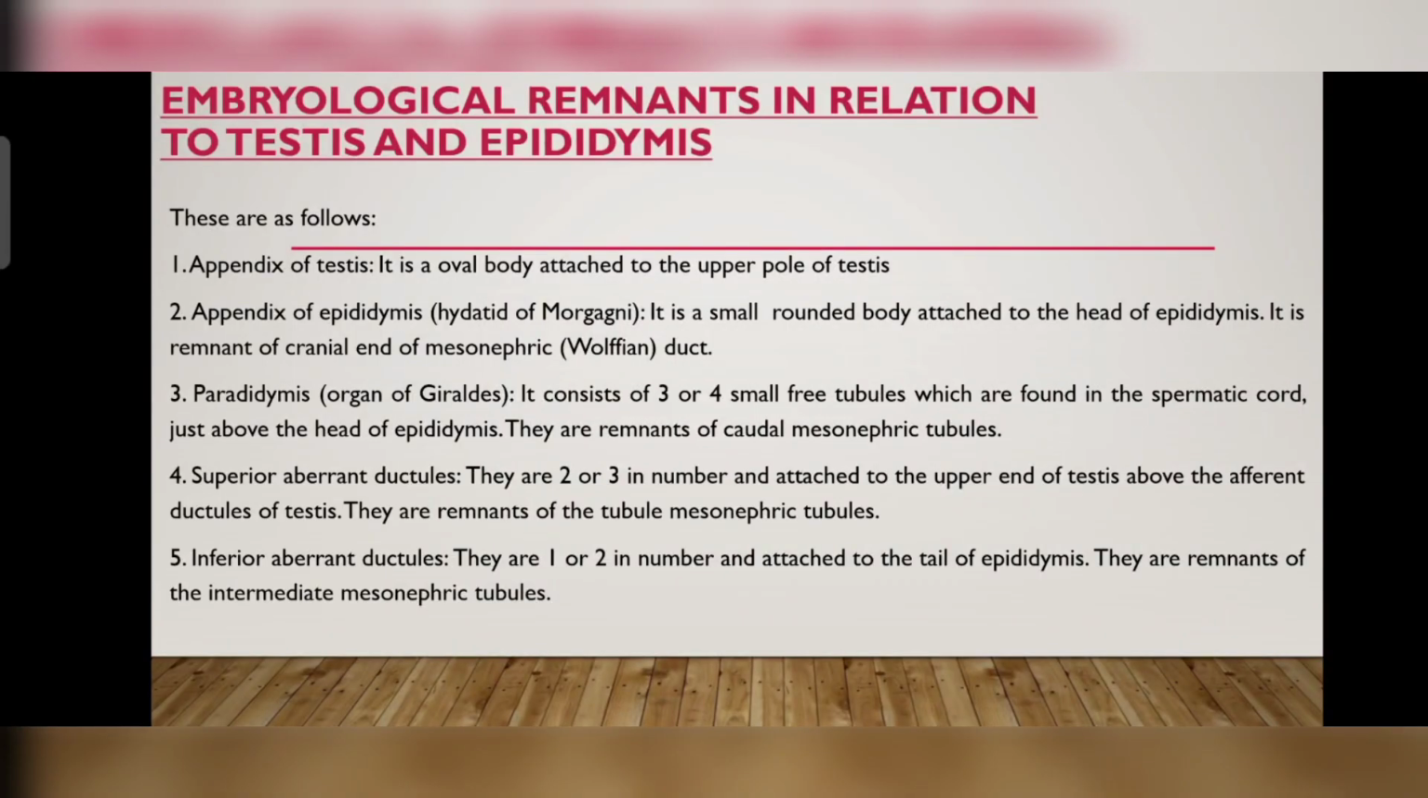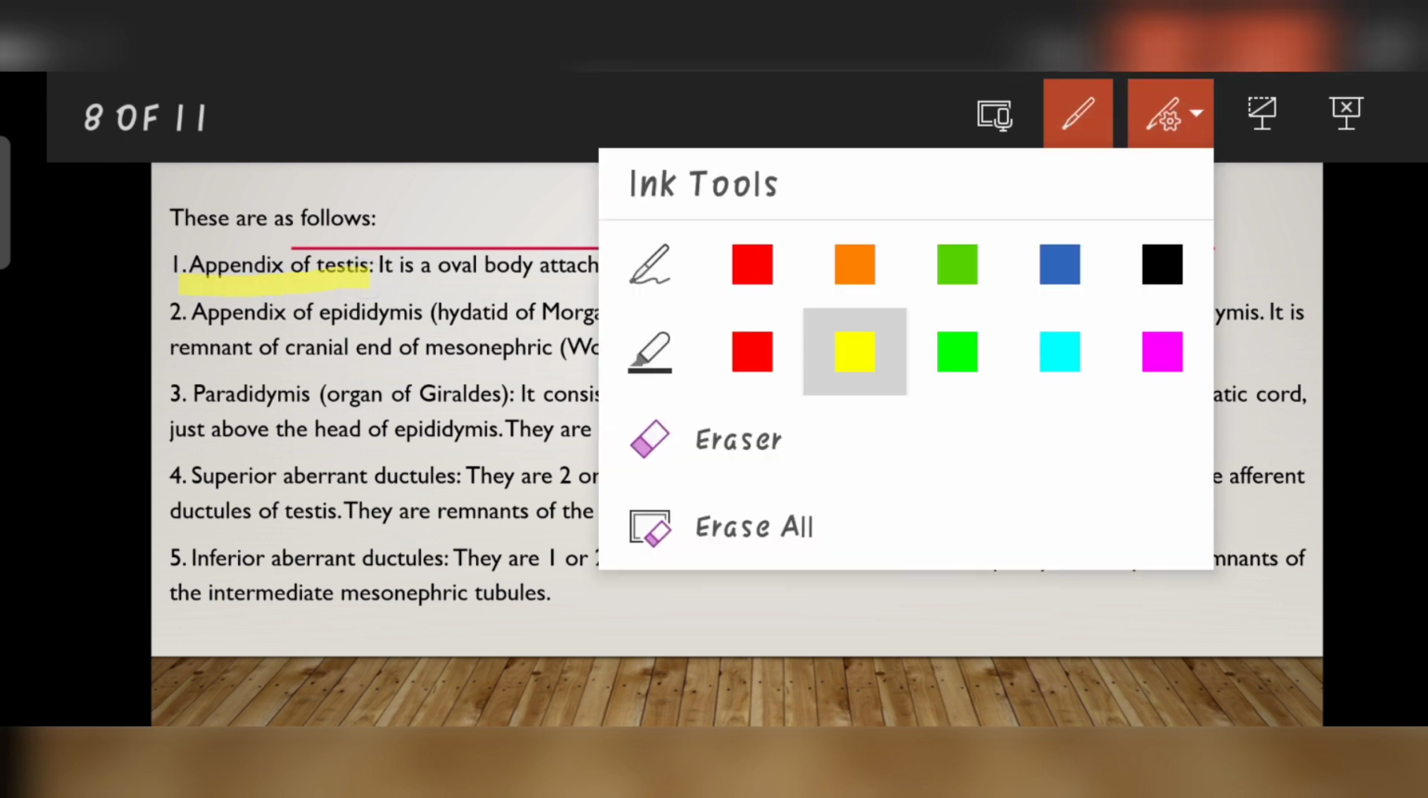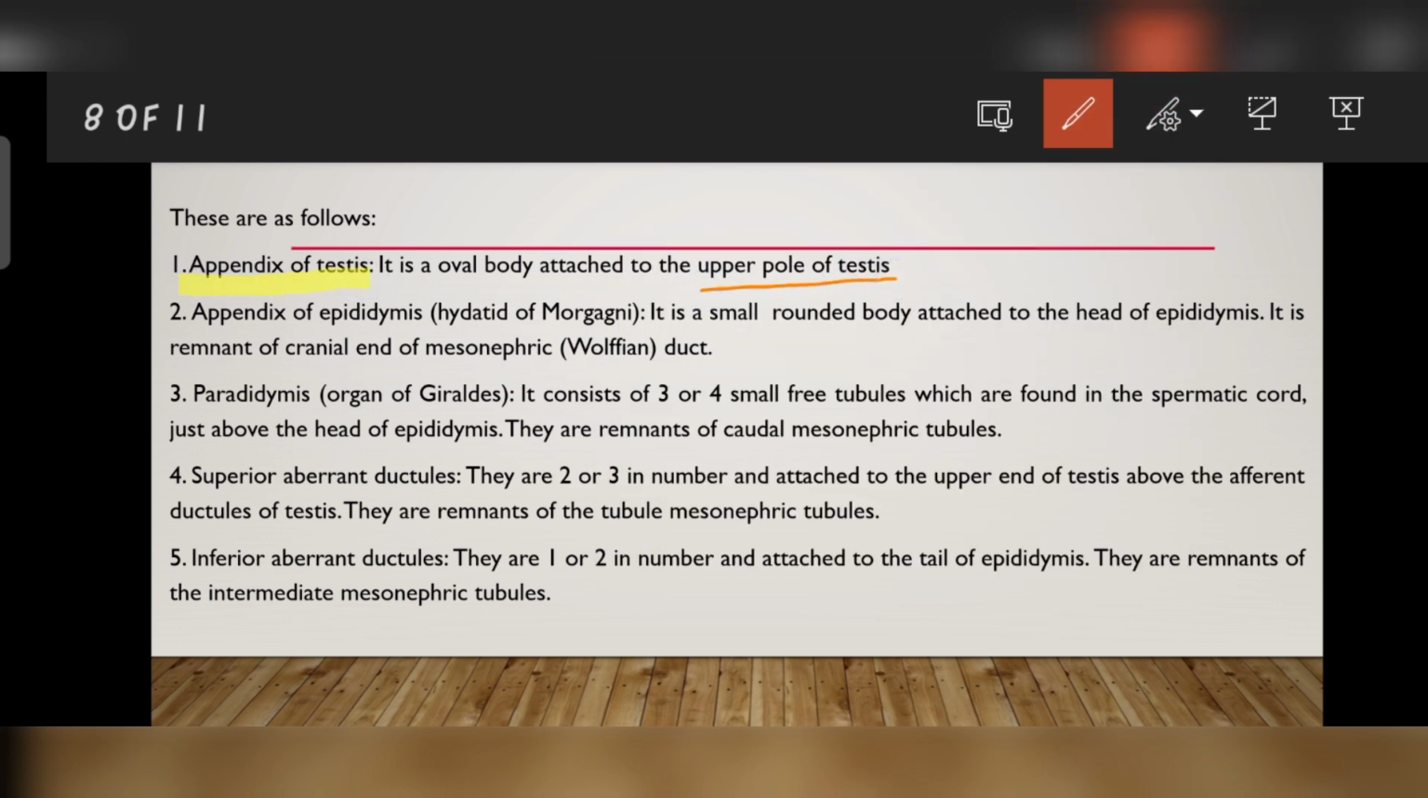Concising the points for embryological remnants in relation to testis and epididymis. They are as follows. Appendix of testis, the first one. It is an oval body which is attached to the upper part of the testis, or the upper pole of the testis. Next is appendix of the epididymis. It's a small rounded body attached to the head of the epididymis and it is a remnant of the cranial end of the mesonephros or the mesonephric duct.